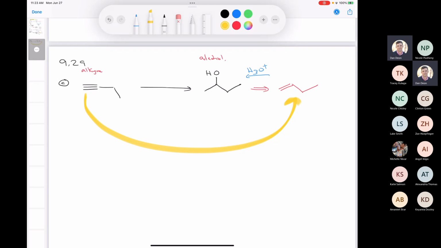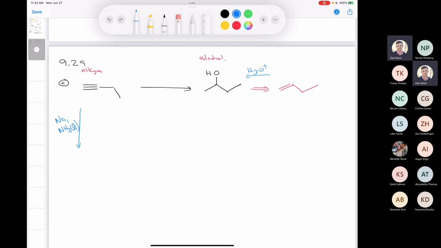Could anybody tell me the conditions you would need? Because we learned 2 sets of conditions to reduce an alkyne to an alkene. Could anybody tell me which one of those I would use in this case? Okay, so sodium metal reduction.